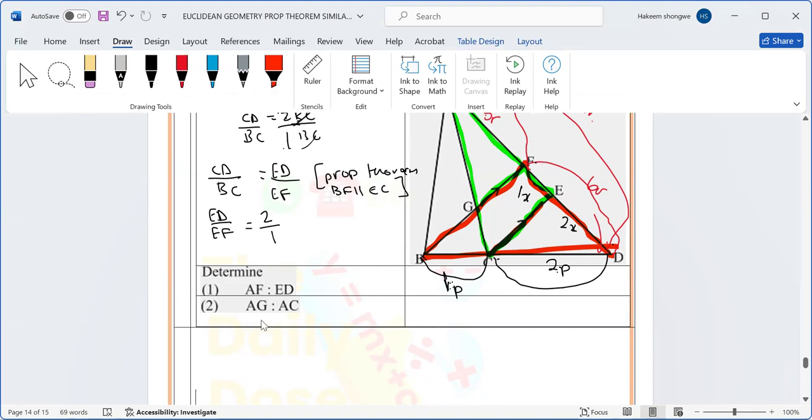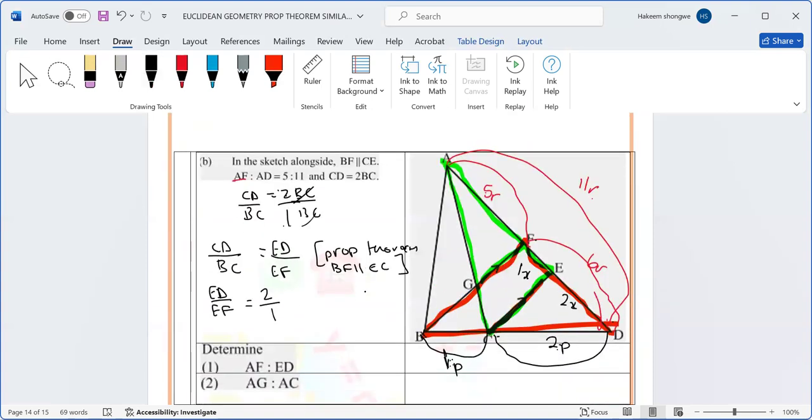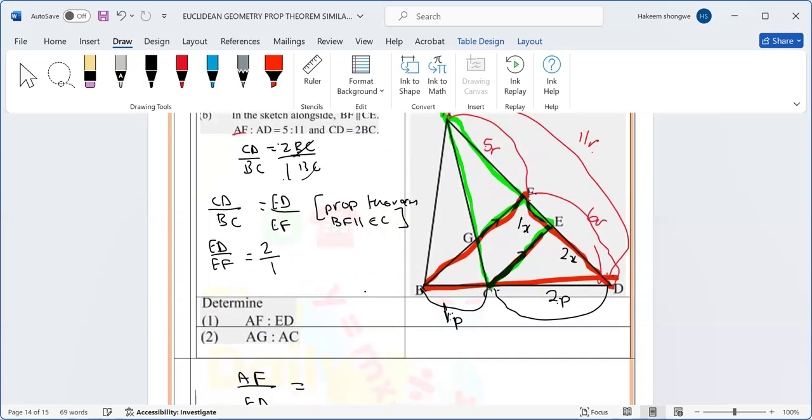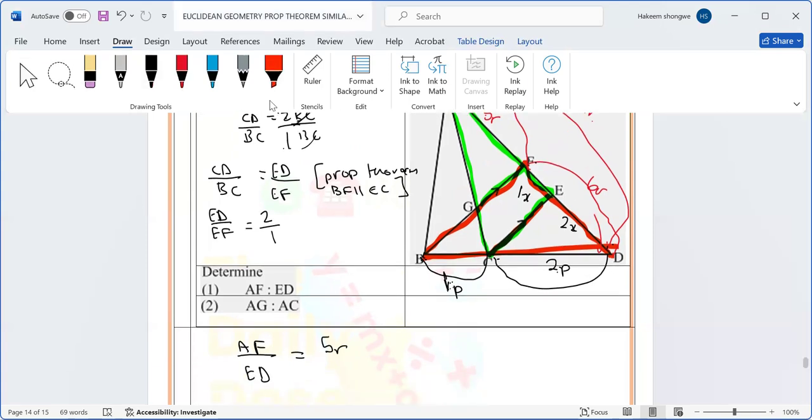Okay, let's check. What is it that they're looking for? Let's start with what they're looking for. Maybe it will help us. So we want AF all over ED. Let's go and check what is AF. AF in terms of R, I think we got it. It's 5R. Let's write that one. So we have 5R, and then we want ED, which is from E to D. It's 2x. Let's put it there. This is going to be 2x.